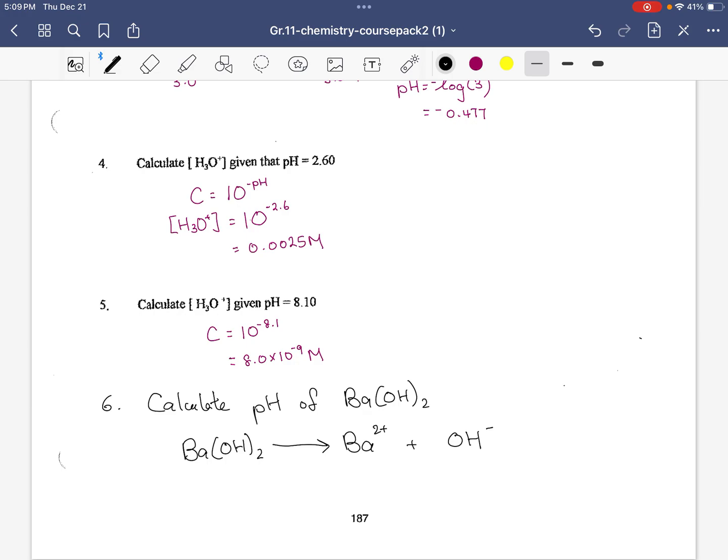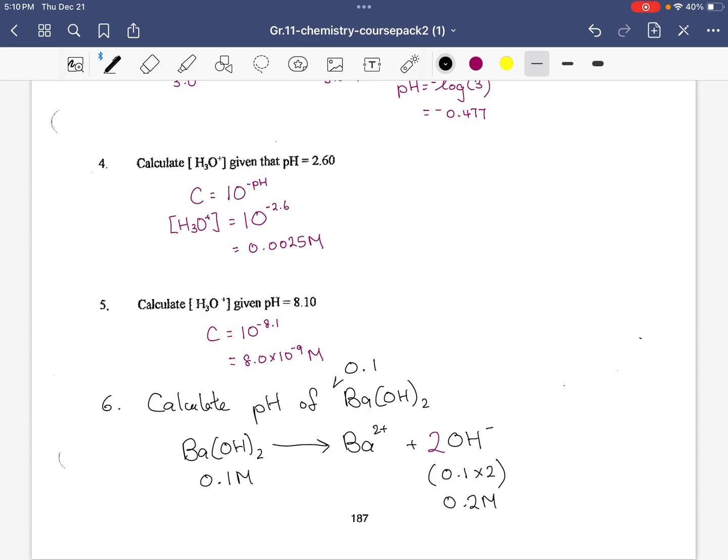However, in this situation, you need to balance this. 1 mole of barium hydroxide doesn't produce 1 mole of OH- because it actually produces 2 moles of OH-. Balancing. Okay. Oh, looks like this question is missing a concentration here, so let's say this is 0.1, all right? So if this is 0.1, since the ratio here is 1 to 2, this is going to be 0.1 times 2, 0.2.